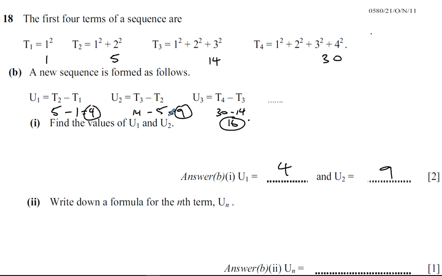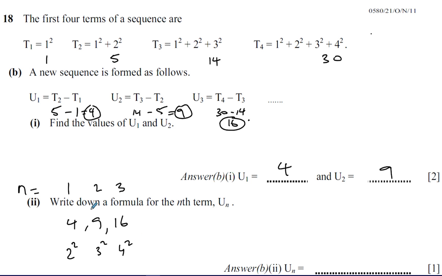Okay, so for part 2, it says write down a formula for the nth term of the sequence. We can spot these numbers 4, 9, and 16 as perfect squares. So we know it's got something to do with n squared. If we think about the first term, when n equals 1, you get 4, which is 2 squared. When n equals 2, you get 9, which is 3 squared. When n equals 3, you get 16, which is 4 squared.